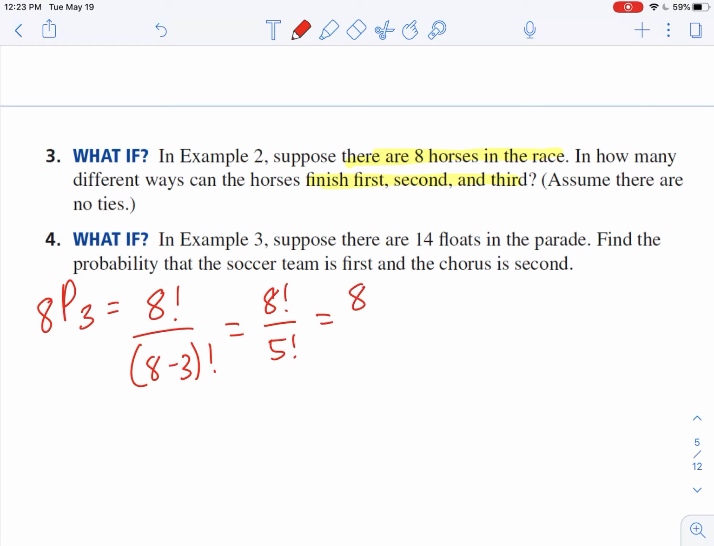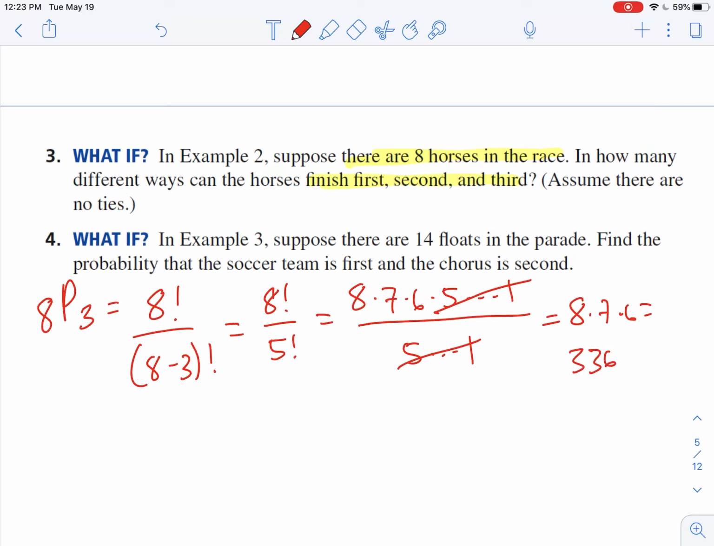And that looks like 8 times 7 times 6 times 5 all the way down to 1, whereas the denominator looks like 5 all the way down to 1. So again, these will cancel, and we're looking at 8 times 7 times 6, which of course is simply 336, kind of a big number. A lot of different ways for 8 horses to finish first, second, and third.